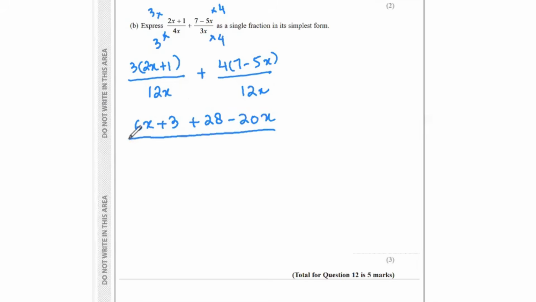We can combine it as a single fraction because the denominators are exactly the same. So now combine the like terms. 6x minus 20x is minus 14x. 3 plus 28 is 31. And this is your fraction in its simplest form because we cannot further simplify this. 14, 31, and 12 don't come in the same times table. So this is your answer.